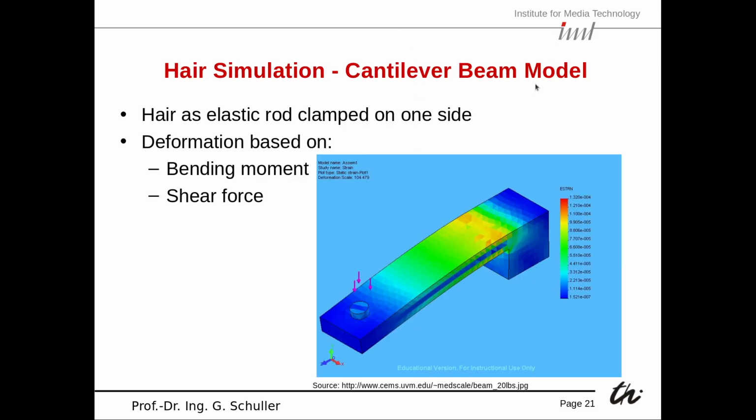Then we have the cantilever beam model, as you can see here. So here you also have a simulation of a bunch of hairs, and the bunch is basically this cantilever here. So we model hair as an elastic rod clamped on one side on the head, and this deformation is based on the bending moment and the shear force, for instance from gravity.